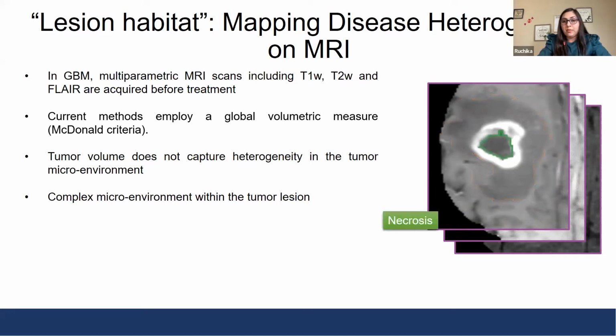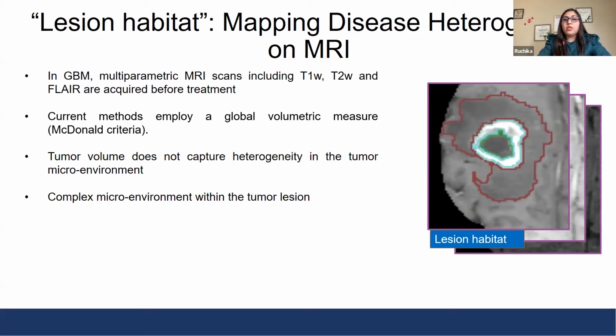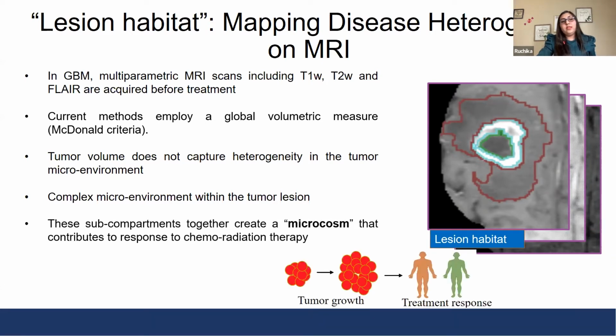For example, in GBM, we can look at the necrotic region, which is the hypointense region on MRI scan, and it represents dead cells, and it is an important hallmark of GBM. We can also look at the enhancing tumor here, which is represented using the hyperintense region, and it represents breakage in the blood-brain barrier. Or we can look at the peritumoral region, which is also called edema in glioblastoma. So these three subcompartments are important, and these together are called lesion habitat. And we hypothesize that these subcompartments together create a microcosm that contributes to response to chemoradiation therapy.